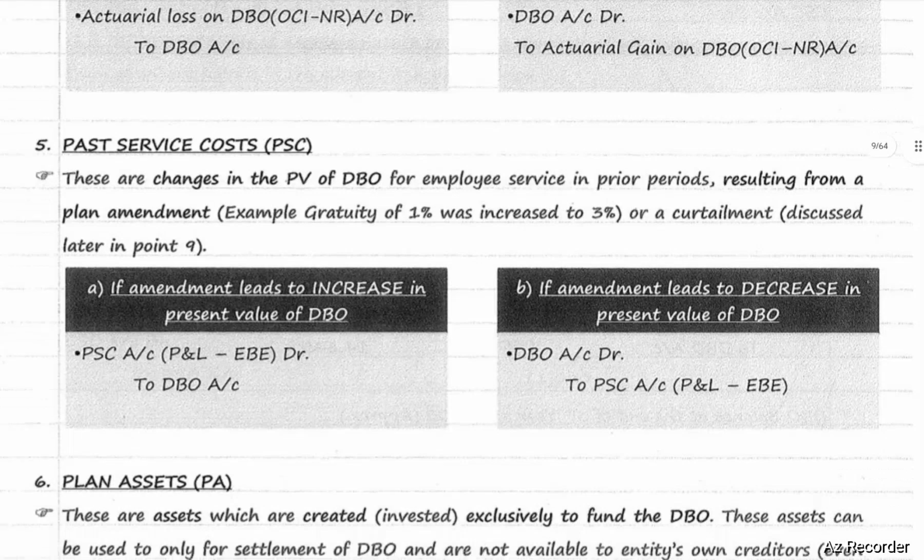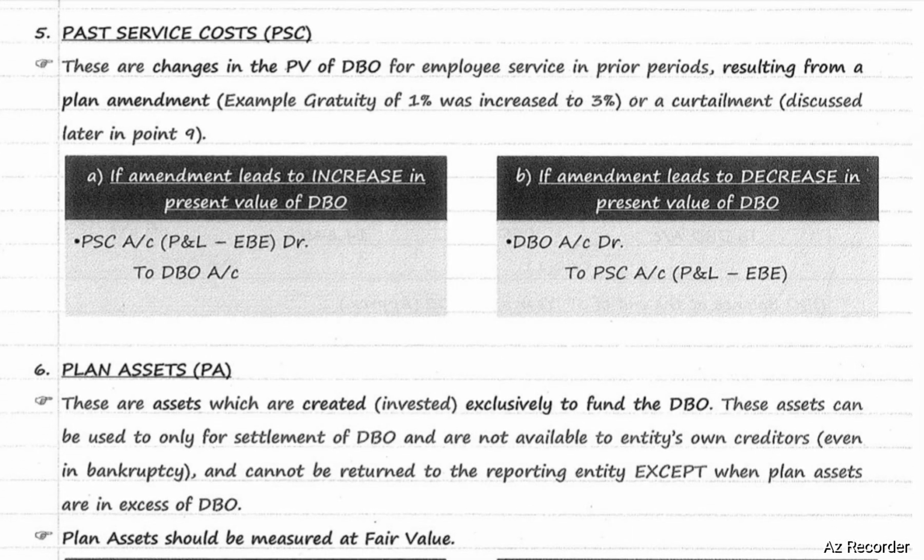Next, past service cost. These are the changes in present value of defined benefit obligation for employee services in prior periods resulting from a plan amendment. Example, gratuity of 1% was increased to 3%, or a curtailment. Curtailment means a decrease in the benefit.